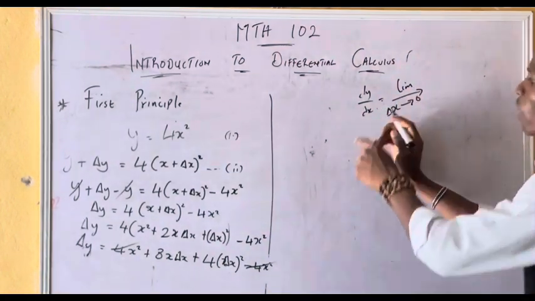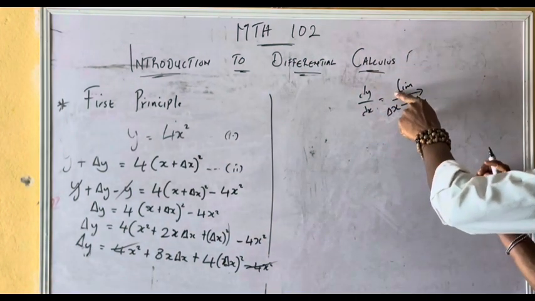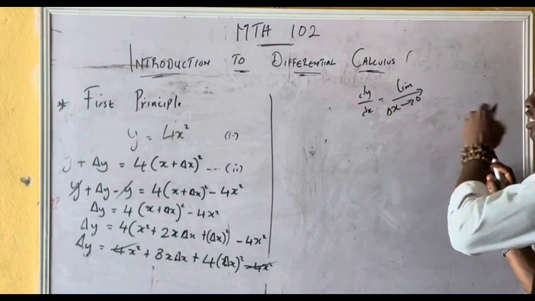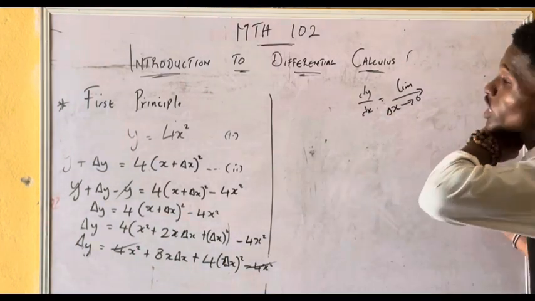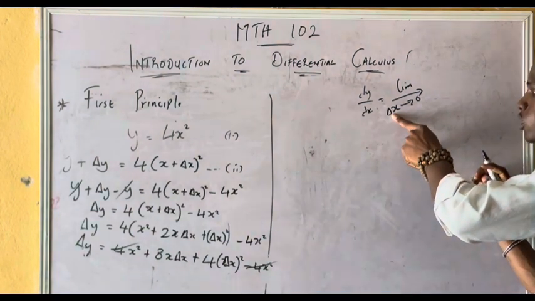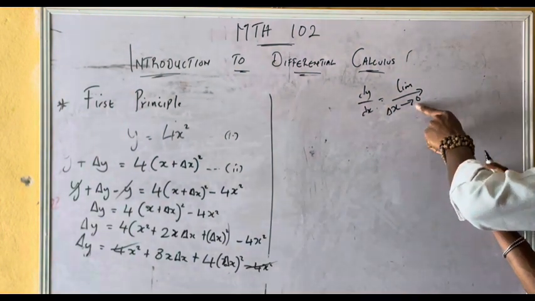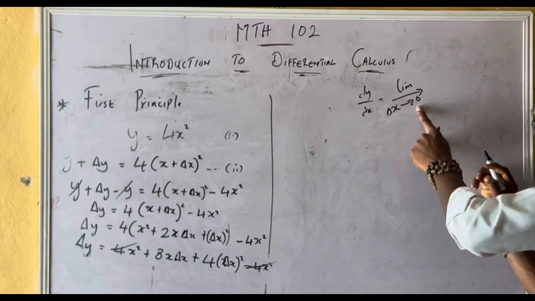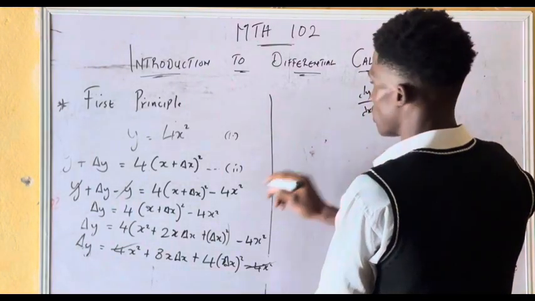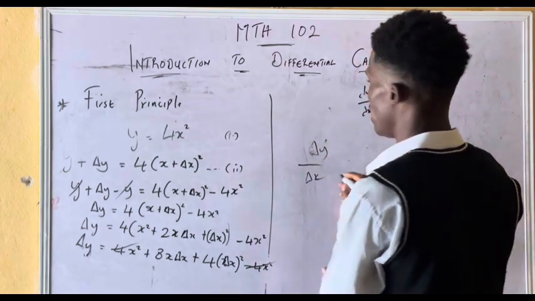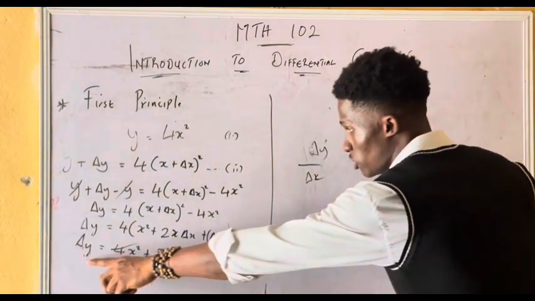Now, dy over dx is equal to the limit as change in x tends to 0. What this simply means, let me just tell you what it means. What this means is that whenever you see change in x, change in x tends to 0, meaning whenever you see change in x, you put 0. Now, this is change in y over change in x. Okay? We are dividing by change in x now.